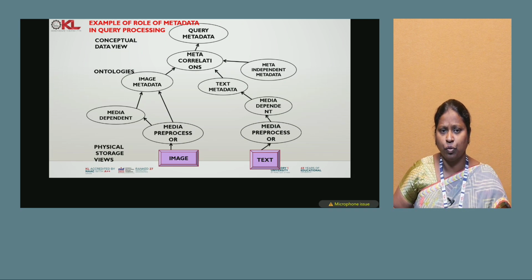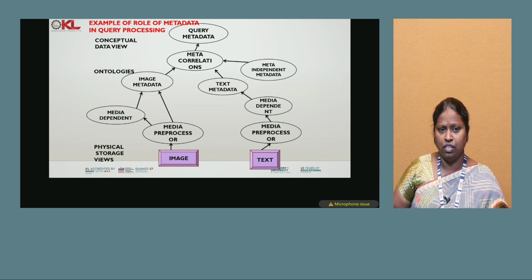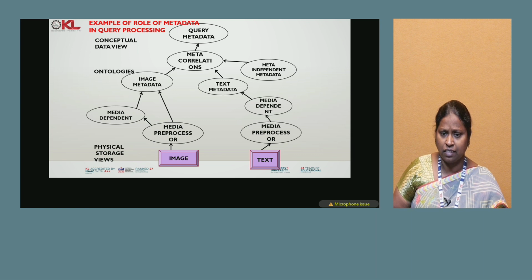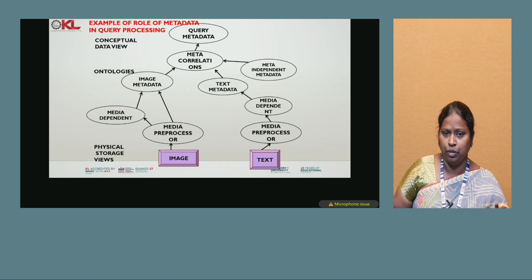And this is the example of role of metadata in query processing. This is the conceptual view, and next one is the physical storage view. First one is the query metadata, and next one is the meta correlations and image metadata. Image metadata is cached to the media processor, media independent and media metadata, and text is the media processor and media independent. Image is media dependent and text is also media dependent. And same as image metadata and meta correlations and meta independent metadata, all query metadata.